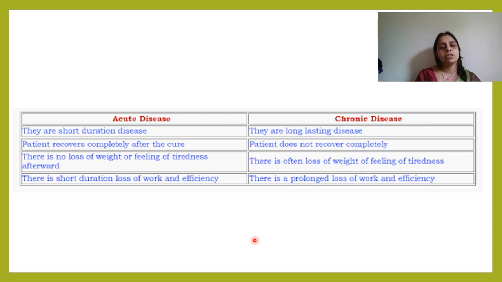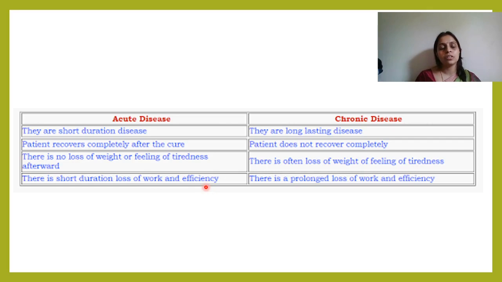Coming to the difference, acute is a short duration disease, and the patient recovers after the cure and there is no loss of weight or feeling of tiredness afterwards. And in that short duration, there is loss of work and efficiency. It's only for a short period.